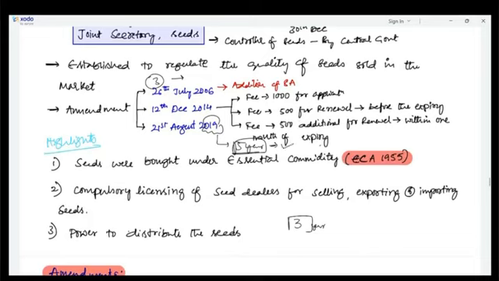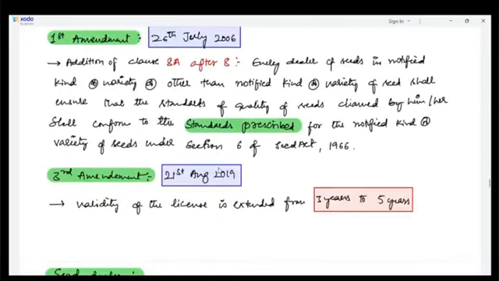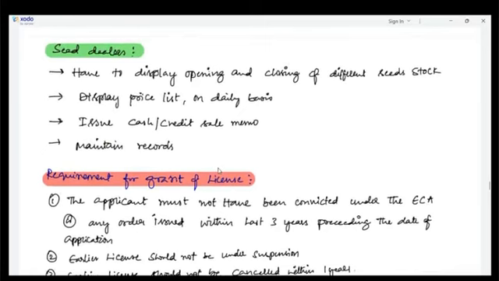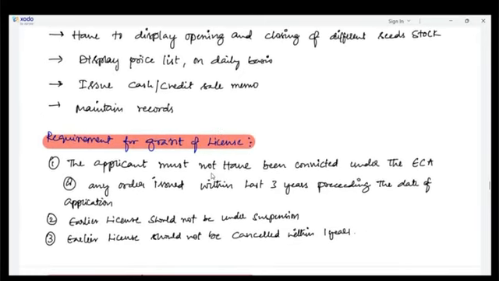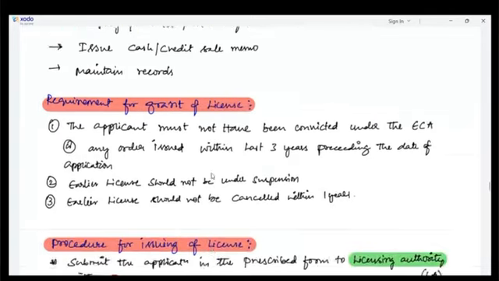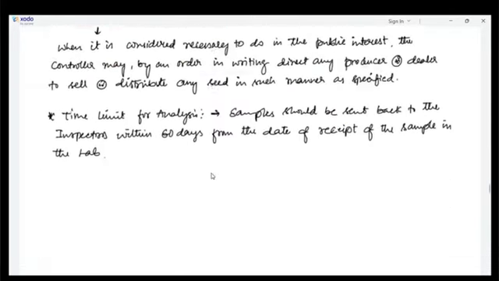I have mentioned that it was brought under the Essential Commodities Act, compulsory licensing, and the fourth one is the seed dealership license. So these are the four important mandates of the Seed Control Order. I also mentioned some of the important points here, so just make sure to read them once, so that we can directly shift into the new policy on seed development.